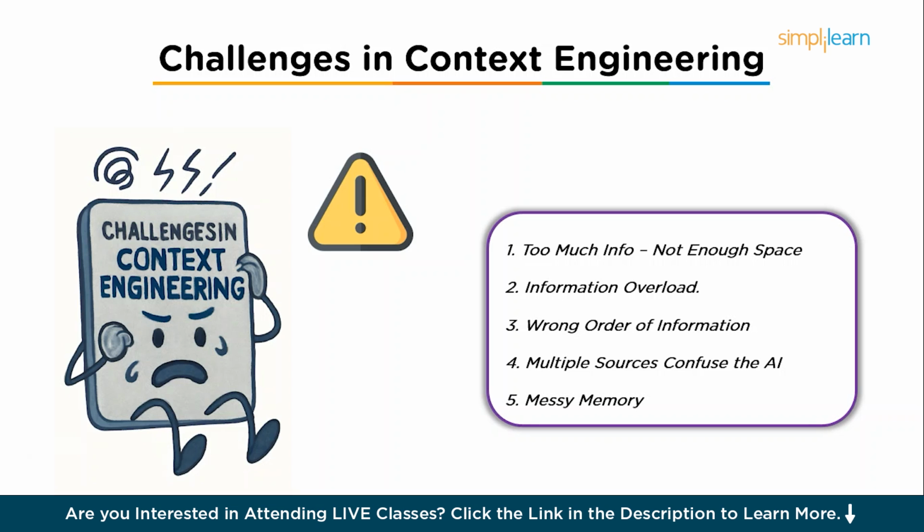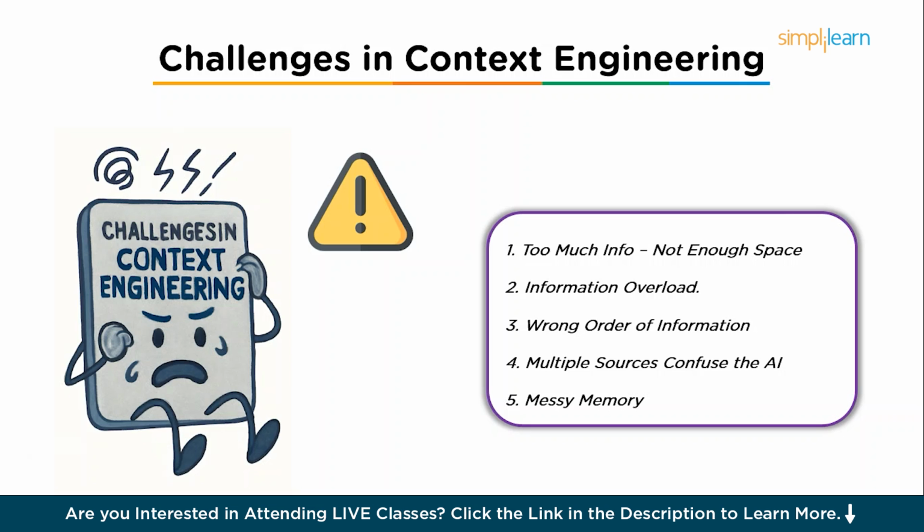Then is messy memory. When too much random information is stored, the AI gets lost. So you can fix it by using memory blocks to organize what the AI remembers, like facts, past chats, or fixed rules. Now, these simple fixes help your AI give better, more accurate responses every time.